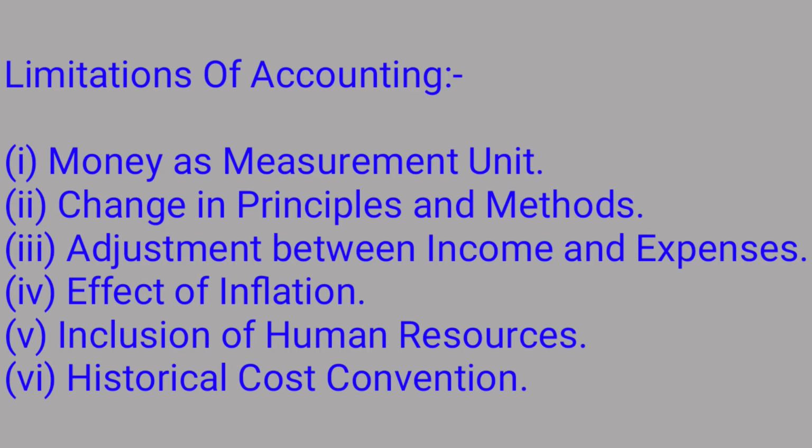Our fourth limitation is effect of inflation. Inflation means a sudden rise in price. So, the changes in the real value of money due to inflation are not at all considered in the preparation of financial statements of an enterprise. The next drawback of accounting is inclusion of human resources. Human resources are the most important assets of an entity. However, human resources are not included in accounting due to their valuation related problems.